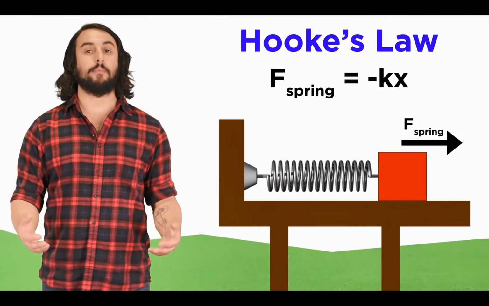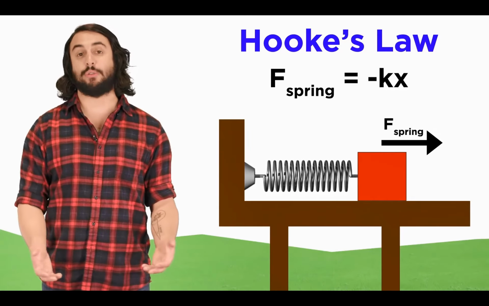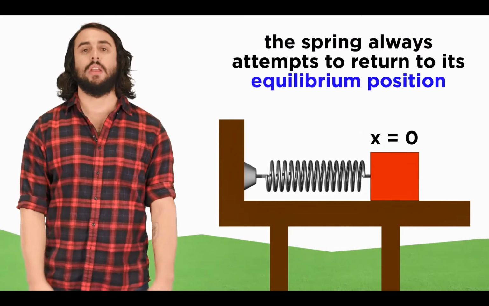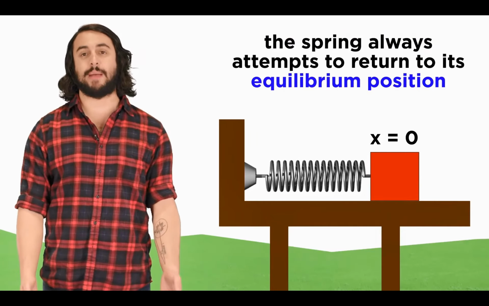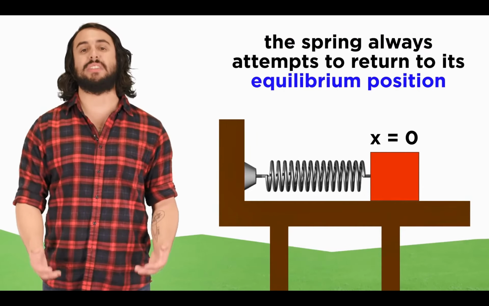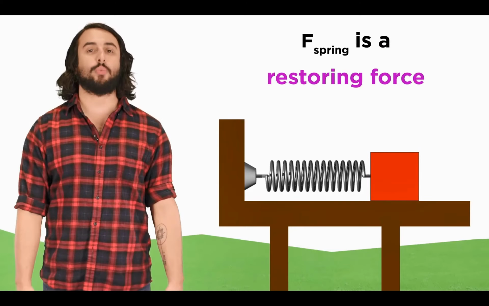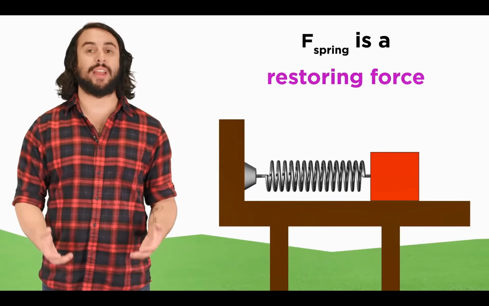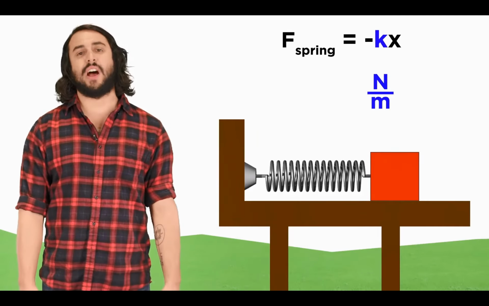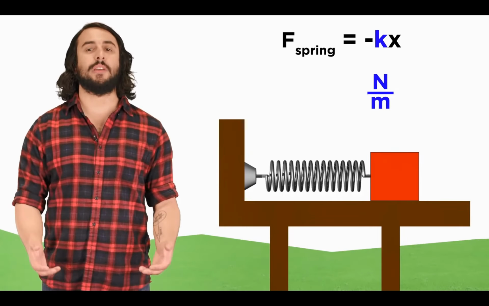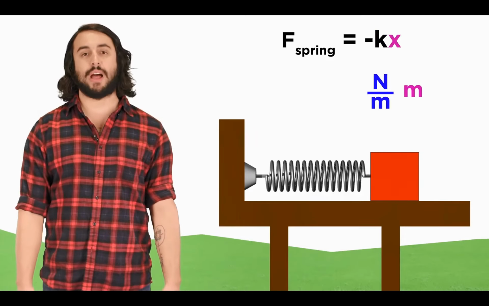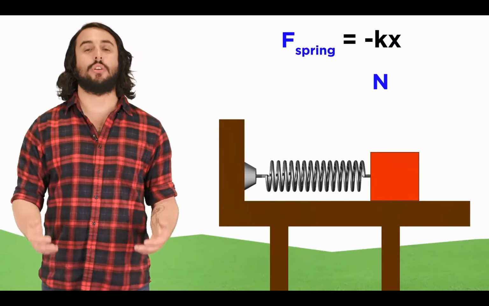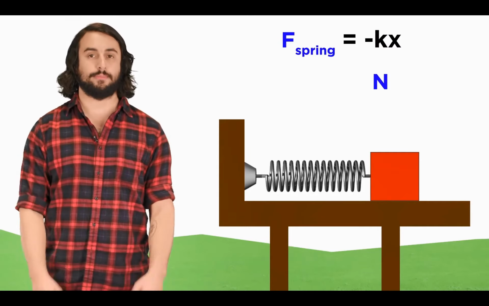When the object compresses the spring, it will push out, and when the object stretches the spring, it will pull in. In both cases, the spring is attempting to move the object back to its equilibrium position, which is why the force applied by the spring can be called a restoring force. The units on a spring constant will be newtons per meter, so that when you multiply by some distance x, you get the force that must be applied to compress that spring that far.